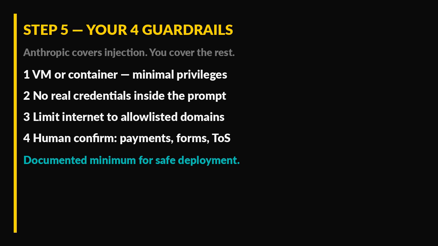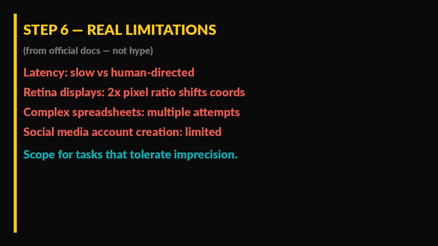Step 6. What it cannot do reliably right now. Honesty matters more than hype. The official limitations as of August 2026: latency is real. Computer use is slow compared to a human operating a computer directly. Coordinate accuracy can fail, especially on high-resolution displays where screenshots get downscaled. Retina displays on macOS capture at 2 times device pixel ratio, which shifts all the coordinates unless you compensate.